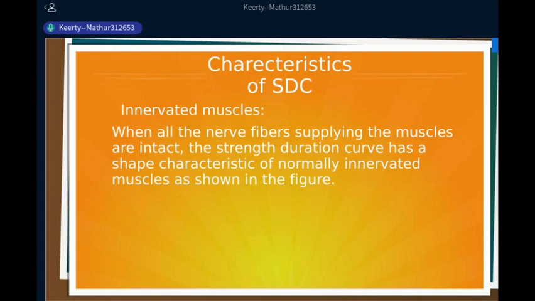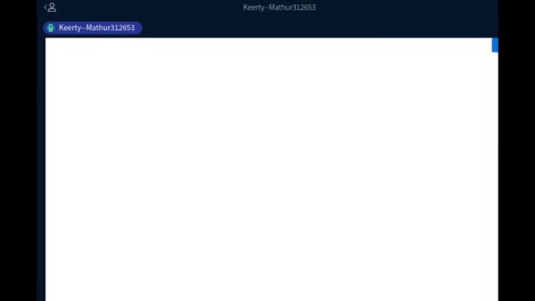Then what are the various characteristics of the strength duration curve? So basically we are finding out whether a muscle is innervated, denervated or partially innervated. So first of all we'll see the innervated muscle. When all the nerve fibers supplying the muscle are intact, the strength duration curve has a shape characteristic of normally innervated muscle as shown in the figure.